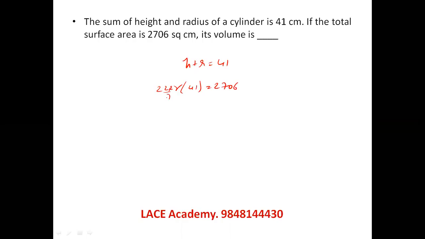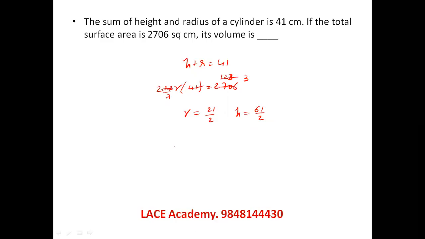Let's take, I am cancelling the 22. 22 ones 22, 22 2s 44, 26. Sorry, 123. 41 3s is 123. So r is equal to 21 by 2. R plus h is 41. So h will be equal to 61 by 2.